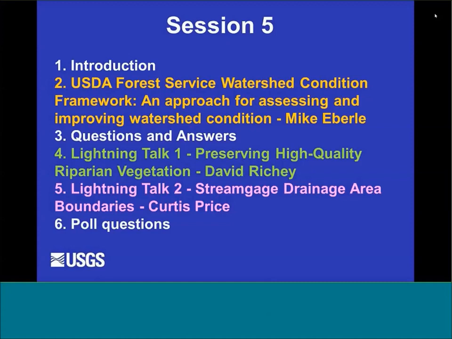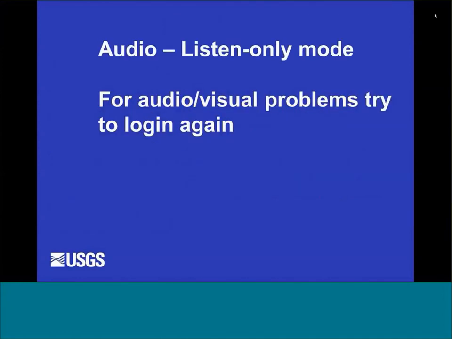So today, our main speaker is going to talk about the USDA Forest Service Watershed Condition Framework, an approach for assessing and improving watershed condition, with Mike Eberly. Then following that, we'll have questions and answers. I'll talk about that protocol in a second. We'll have two lightning talks today, basically 5-minute long talks. First, preserving high-quality riparian vegetation with David Ritchie, and second, stream gauge drainage area boundaries with Curtis Price. Then we'll follow that with you answering a few questions for us about the value of this session.